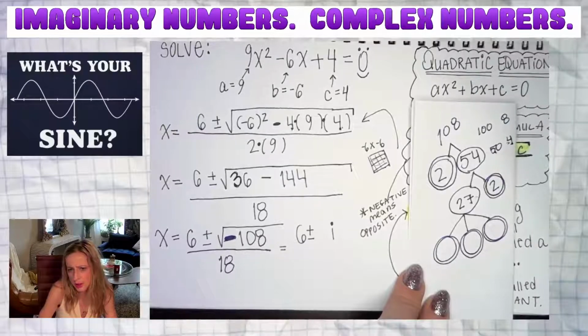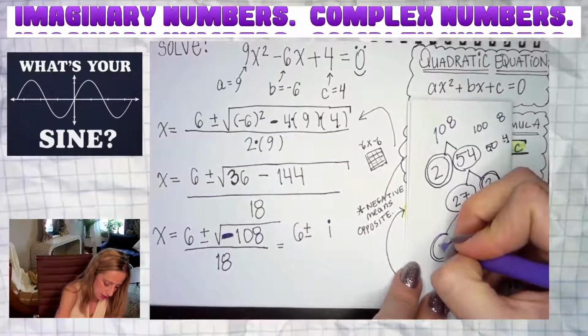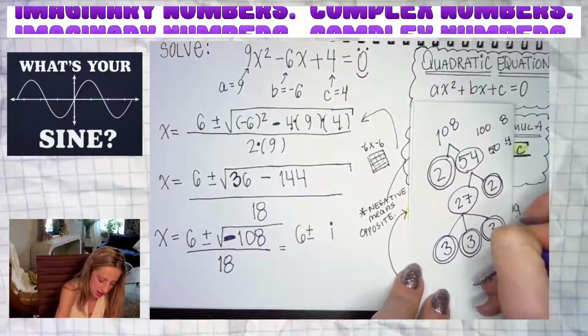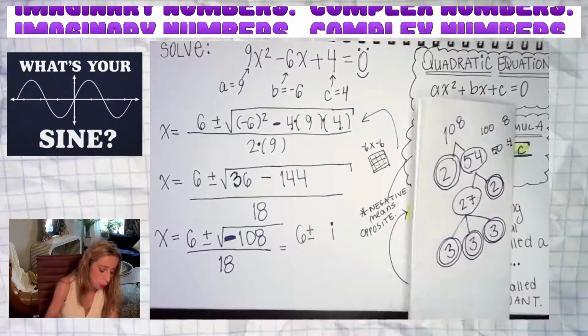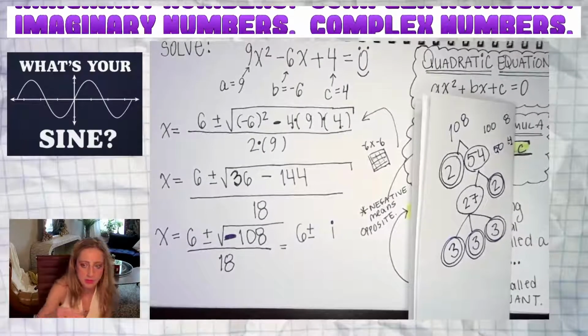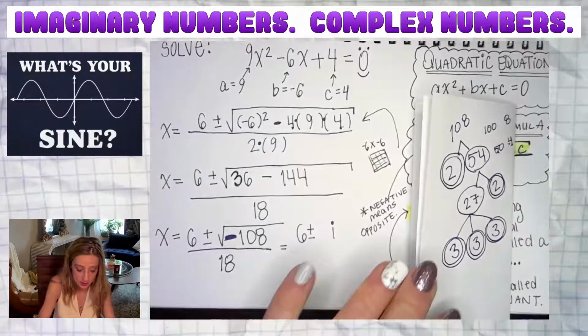Since Jabari and Sol left their hands up, maybe they wanted to answer? No? 3 times 3 times 3. So that's my prime factorization, okay? A prime factorization means numbers that cannot be broken down any further.